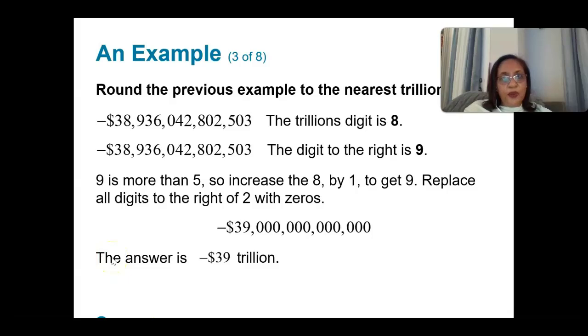Round the previous example to the nearest trillion. Okay, so the trillion's digit is 8. All right, the digit to the right is 9 when you look at 8. And then because it's 9, it's bigger than 5, so we go to 30. All right, then with negative 9 trillion.